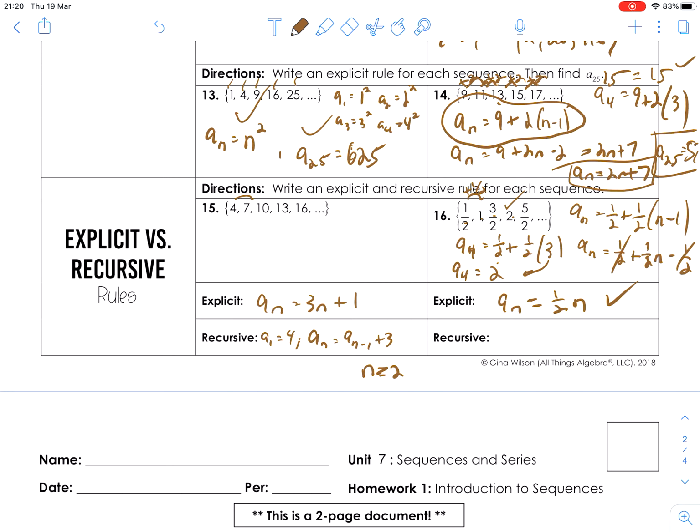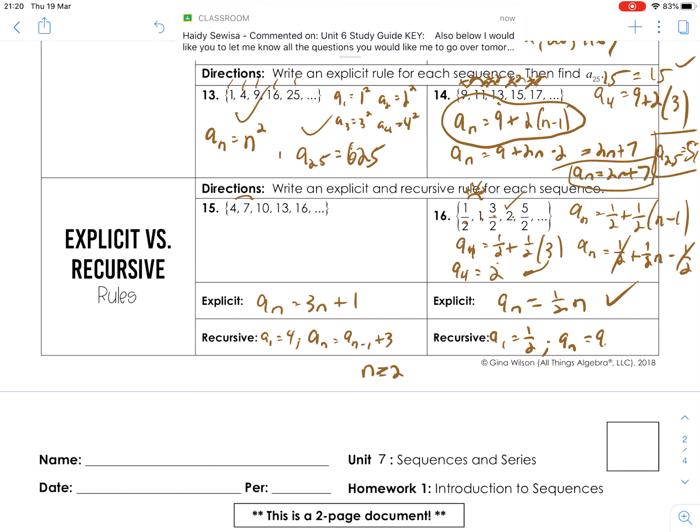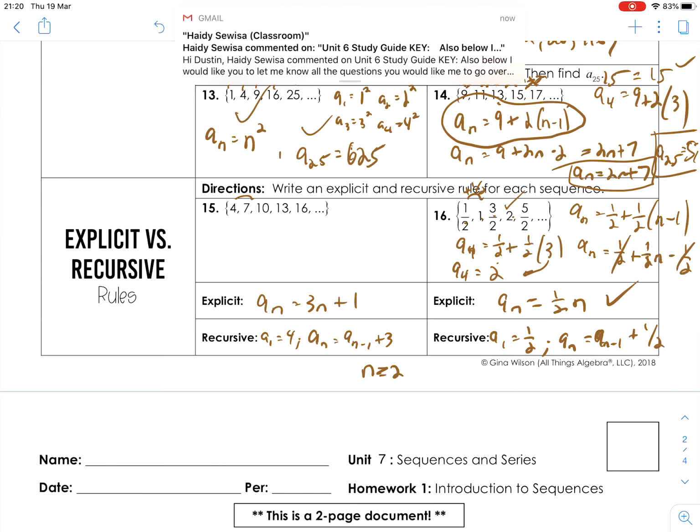Check. Recursive is going to be, we have our first term. That's 1/2. And then our formula is going to be the previous term plus 1/2. That's easy. That's an A, not an N. Okay. That's it.